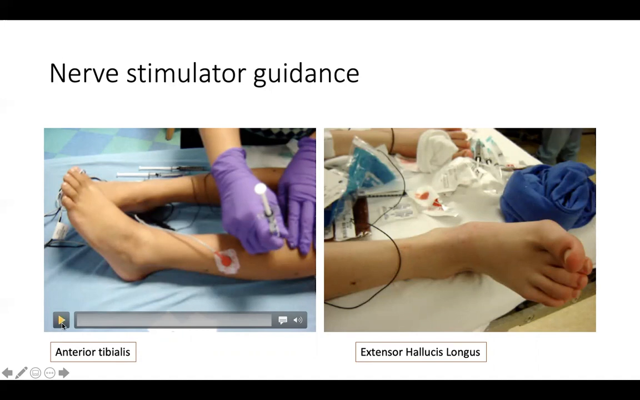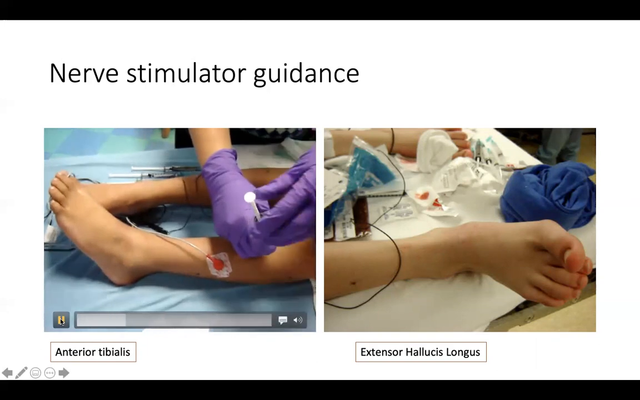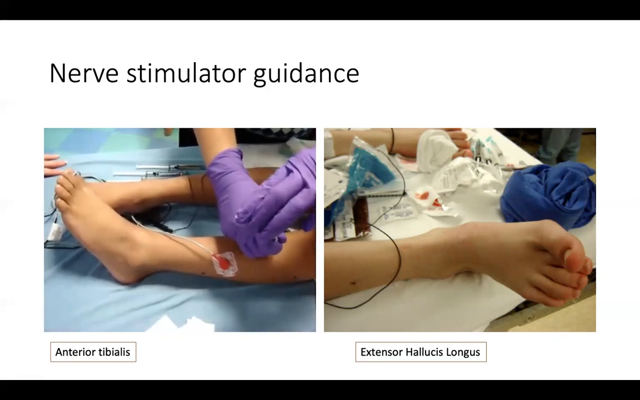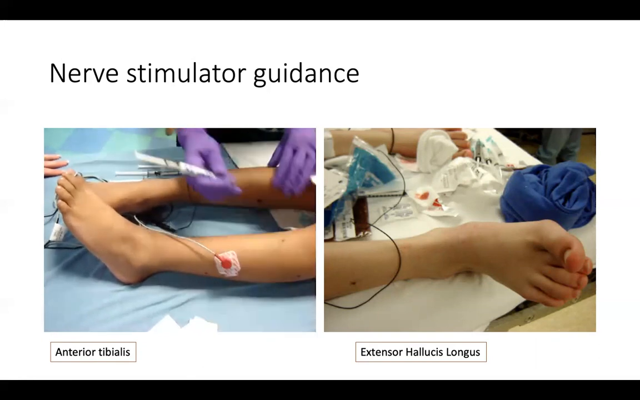If this is the motor nerve to the anterior tibialis, you can see dorsiflexion and inversion of the ankle. There's no toe movement, but you were able to see dorsiflexion and inversion since I was in the motor nerve to the anterior tibialis from the deep peroneal nerve.